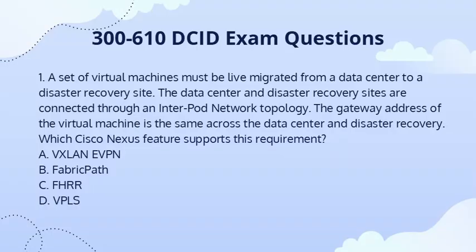1. A set of virtual machines must be live migrated from a data center to a disaster recovery site. The data center and disaster recovery sites are connected through an inter-pod network topology. The gateway address of the virtual machine is the same across the data center and disaster recovery. Which Cisco Nexus feature supports this requirement? A. VXLAN EVPN, B. FabricPath, C. FHRP, D. VPLS.